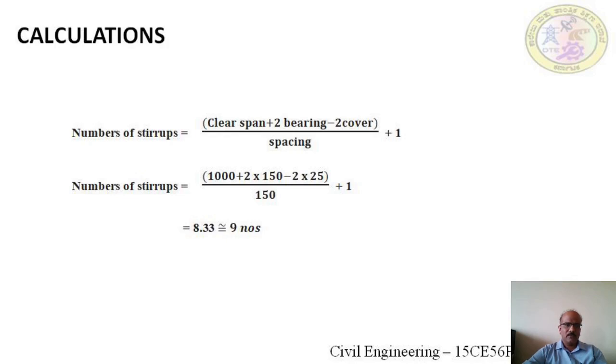It comes around 8.33 bars. You cannot provide 8.33 bars, so it is rounded off to 9 numbers. Stirrups required are 9.